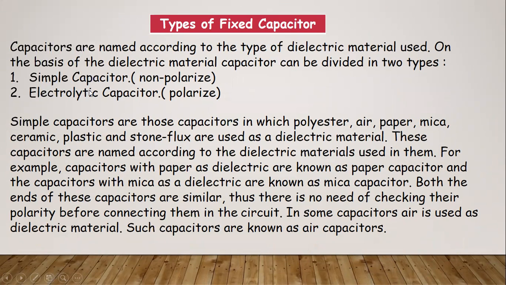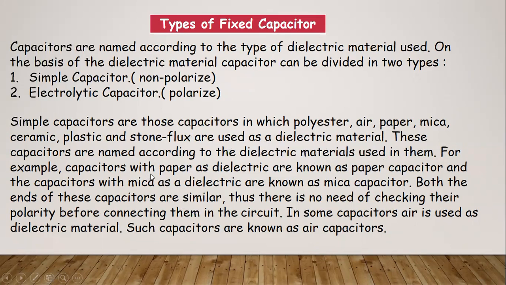Fixed capacitors can be further divided into two types: polarized and non-polarized. Polarized means that they must have negative and positive terminals, and they should be connected according to that in the circuit. Non-polarized capacitor means that their terminals can be connected either way. Simple capacitors are paper, mica, ceramic, plastic, etc., and they are named after the dielectric used in those capacitors.